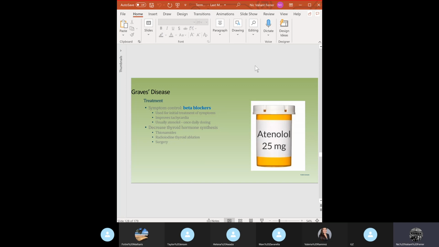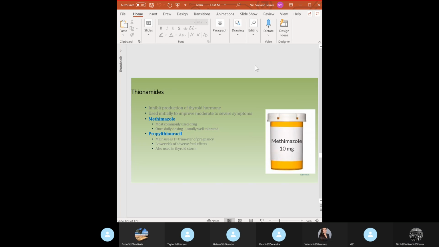Radioiodine thyroid ablation, surgery, and thionamides. Thionamides are methimazole and PTU, which inhibit production of thyroid hormone. Methimazole is the most commonly used drug. PTU has a lower risk of adverse effects, and its main use is for the first trimester of pregnancy. PTU, propylthiouracil, is safe in pregnancy. Okay.